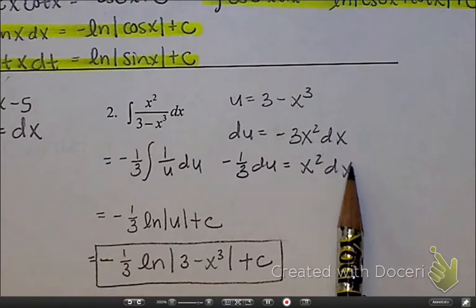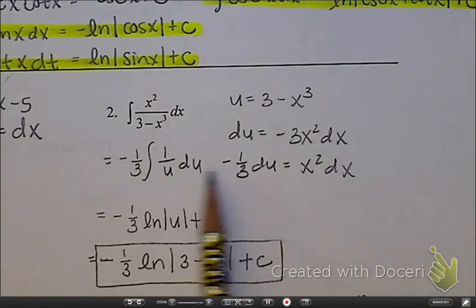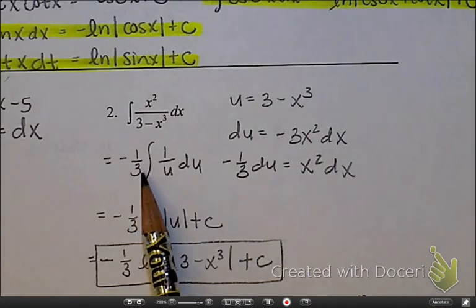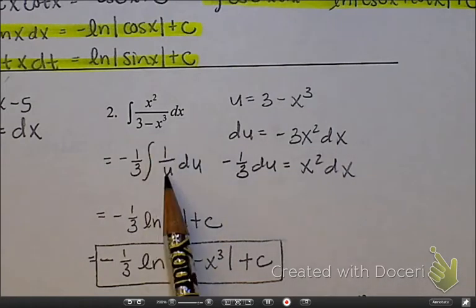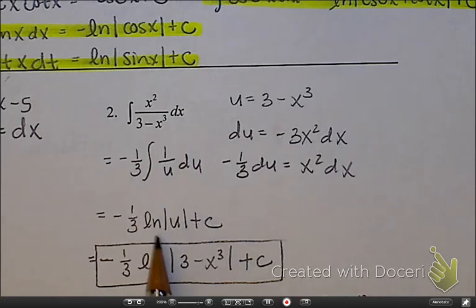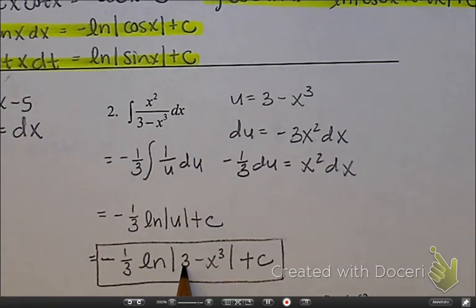And I will use this as my substitution for the du, and I'll pull out that negative 1/3 because I don't need it. And then I have 1 over u du, because u was equal to the bottom of that. And the integral of 1 over u is ln of the absolute value of u plus c. So we have negative 1/3 ln of the absolute value of 3 minus x cubed plus c.